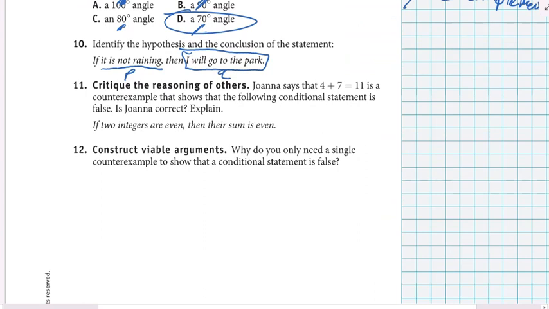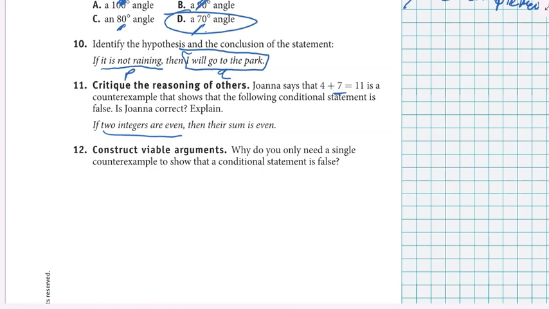All right, last two that we have, question 11 and 12. Joanna says that 4 plus 7 equals 11 is a counterexample to the following conditional statement. Is she correct? If two integers are even, then their sum is odd. She is incorrect because the hypothesis is not met. Are the two integers that she picked even? Nope. So she didn't even meet the hypothesis, so you can't test the conclusion to see if it's a counterexample.